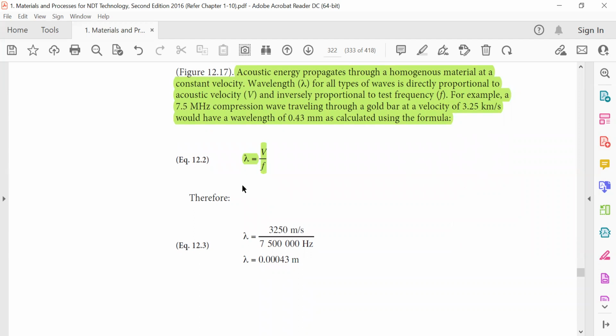You don't have to go through so much as they have done here. You can directly convert it to 3.25 km per second, it is already written there. Or you can make it that and divide it by 7.5, because it is 10 to the power 6. And when you go for millimeter, you can get 10 to the power 6. So you get this in millimeter. No need for meter and all.